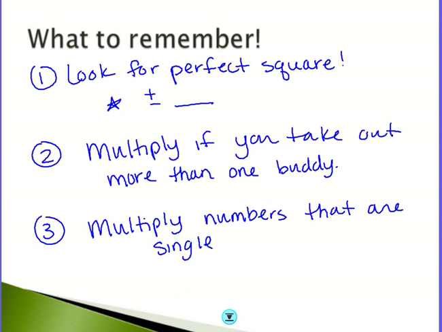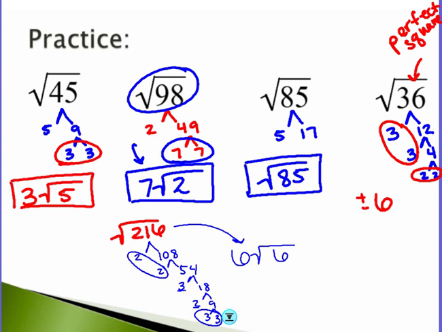So what I mean by that, just to be clear, we'll go back to the last slide here. Here, there was a buddy of 2s and a buddies of 3. So 2 times 3 is 6. And then there was a single of 3 and a single of 2. So 2 times 3 is 6.